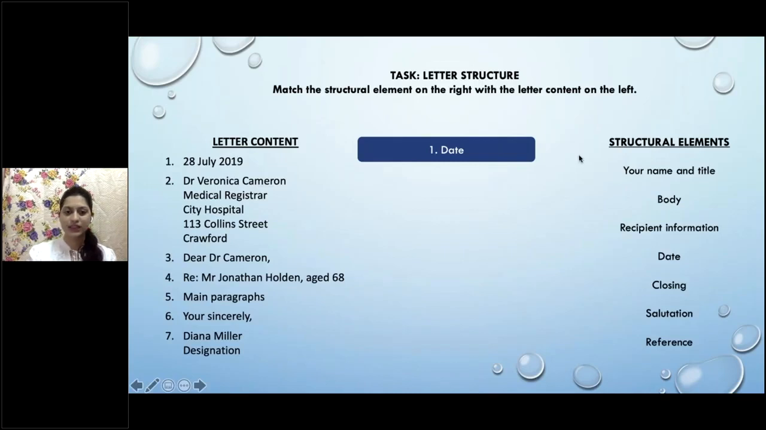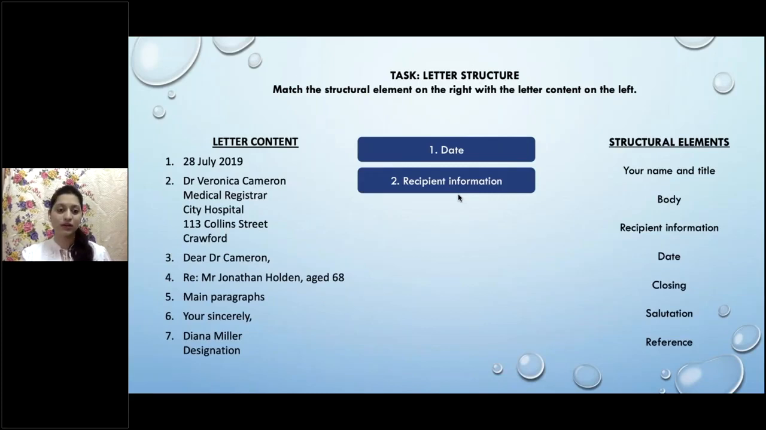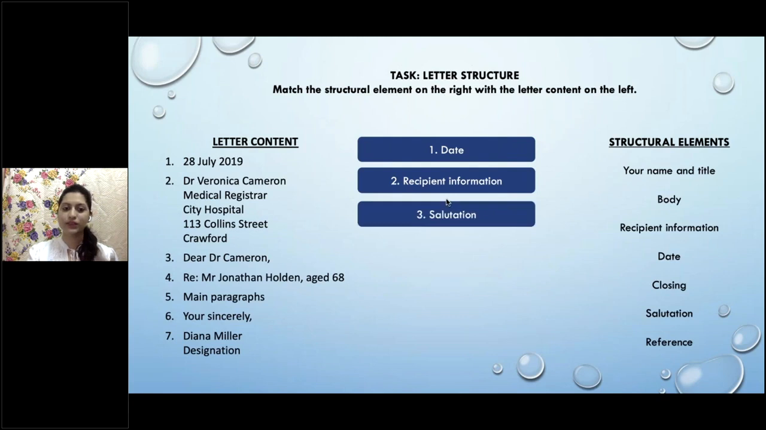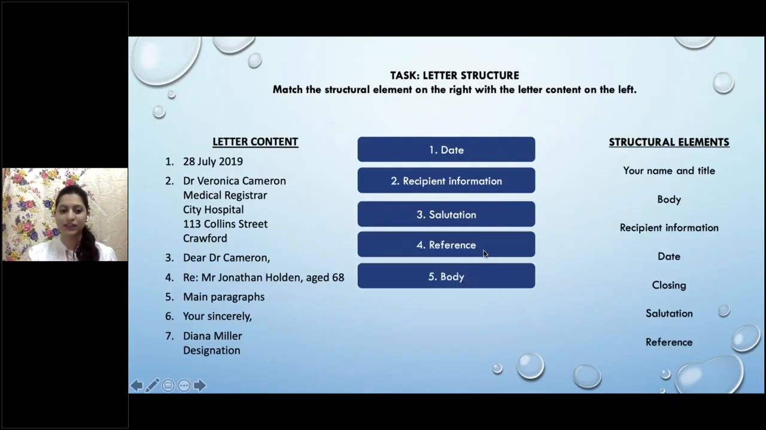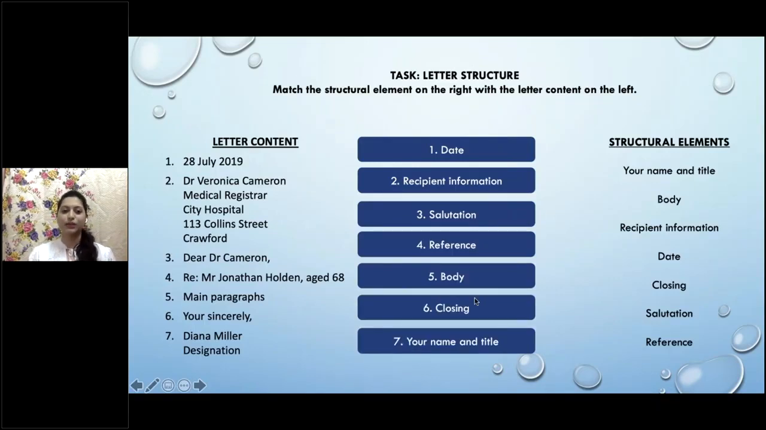So first comes the date, and then the recipient information. Regarding the date and recipient information, you can put the recipient information first and then the date. There is no hard and fast rule, but this used to be how letters were written. I will tell you in the next few slides about the right way to structure your letter. So then comes your salutation, and then the reference, the body, the closing, and then your name and title.